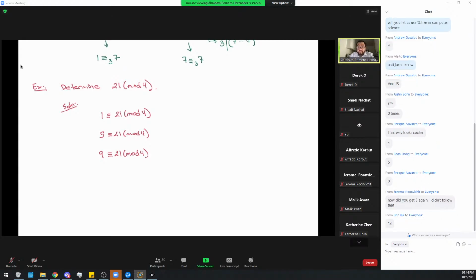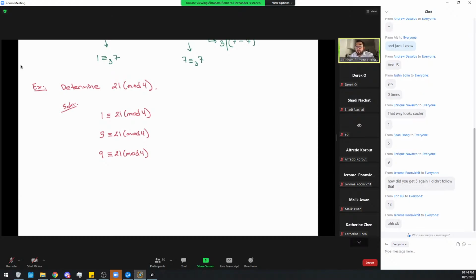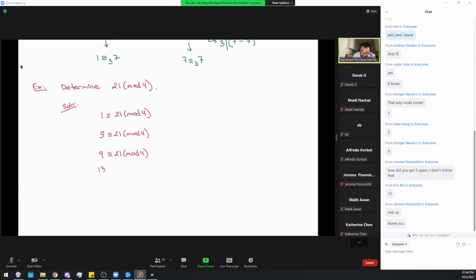How did you get 5 again? I don't follow that. So pretty much the idea is this: 4 will divide some answer minus 21. That's what you're thinking about. So what can you subtract from 21 such that it's divisible by 4? That's one way of thinking about it. So 5 minus 21 gives me negative 16. It's negative, but 4 still divides a negative number. 13, yes, because that's going to be negative 8. It's negative, but it still works.